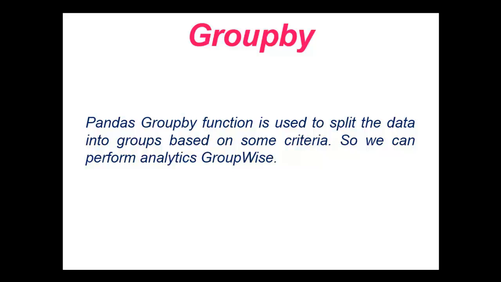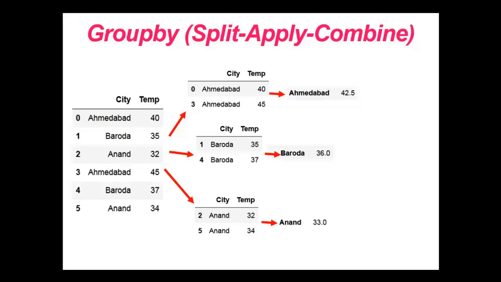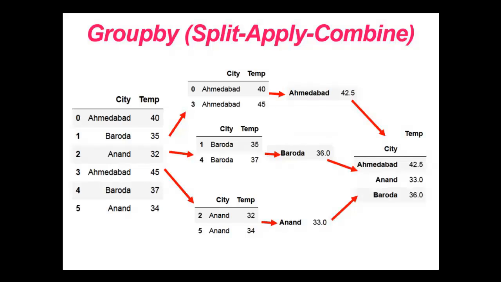With the help of the GroupBy function, we can split our data into groups, so we can perform computations and analytics group-wise. As you know, GroupBy internally uses three strategies: split, apply and combine. In the first step, it splits the data into different groups. In the second step, it applies an operation group-wise. As you can see here, we have applied the average, meaning mean, group-wise. In the final step, it combines the result into a Pandas data frame.